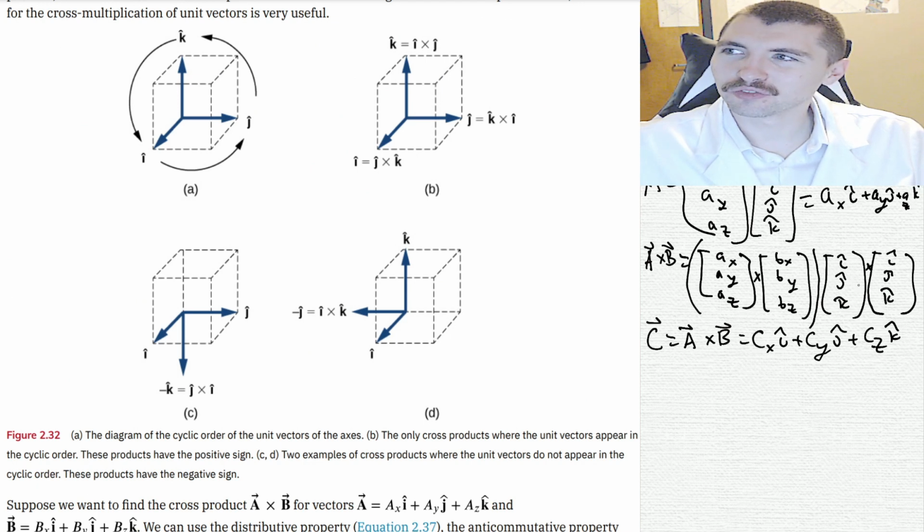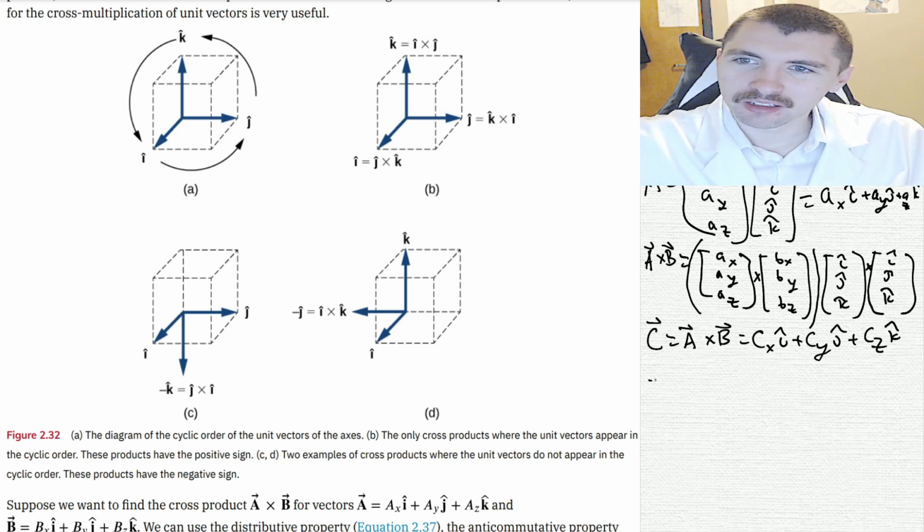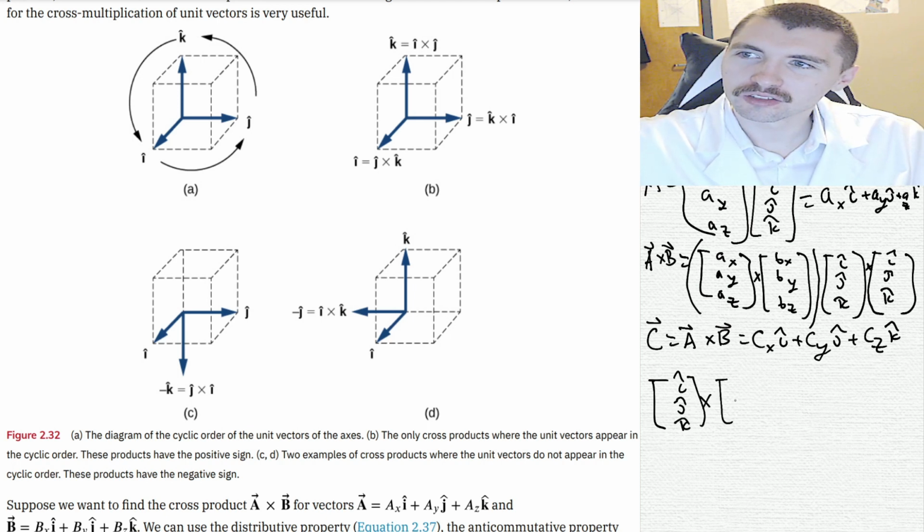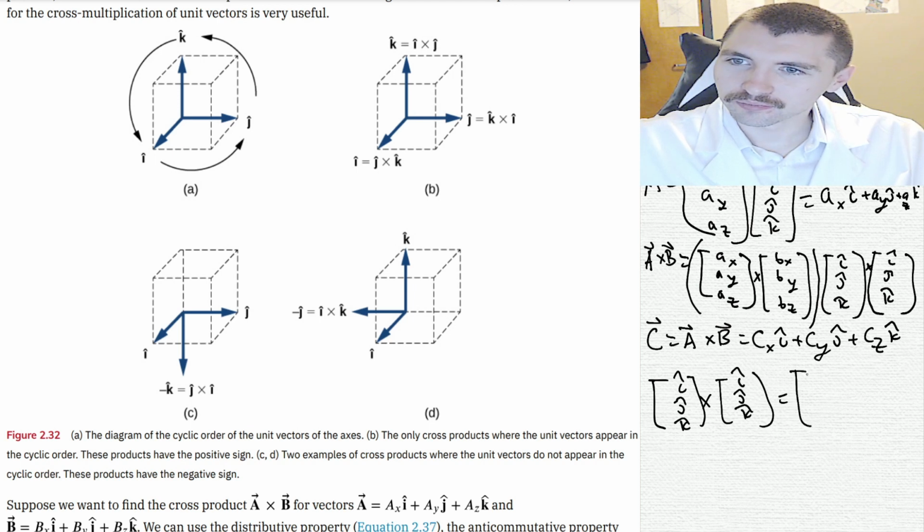So when you take the unit vectors and cross them, i, j, k cross i, j, k, it's going to be i times j, so 1, and the like unit vectors give 0.